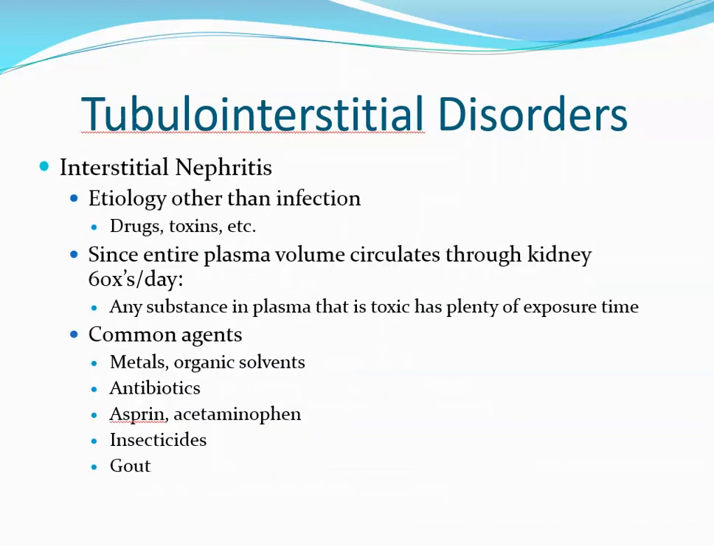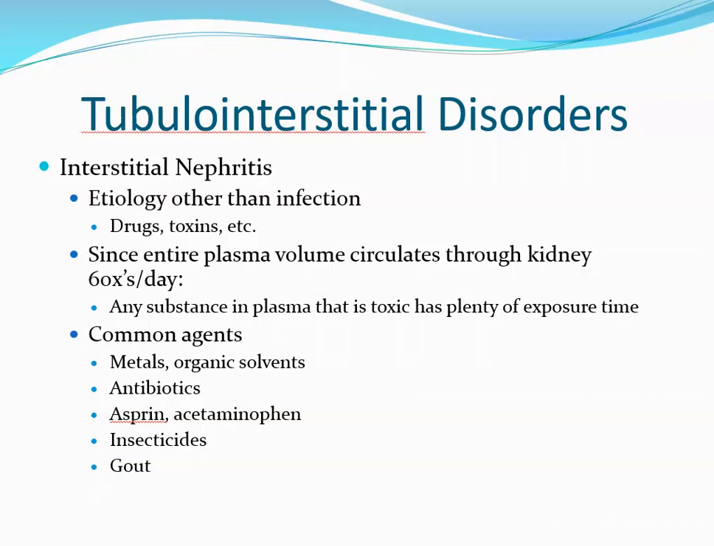Another disorder is interstitial nephritis. Here, there is an etiology other than infection. Here, the nephritis may be due to therapeutic drugs, exogenous toxins, or other toxic endogenous agents. Remember, the entire plasma volume circulates through the kidneys 60 times a day. Any substance in the plasma that is toxic has plenty of time and chances to do damage.